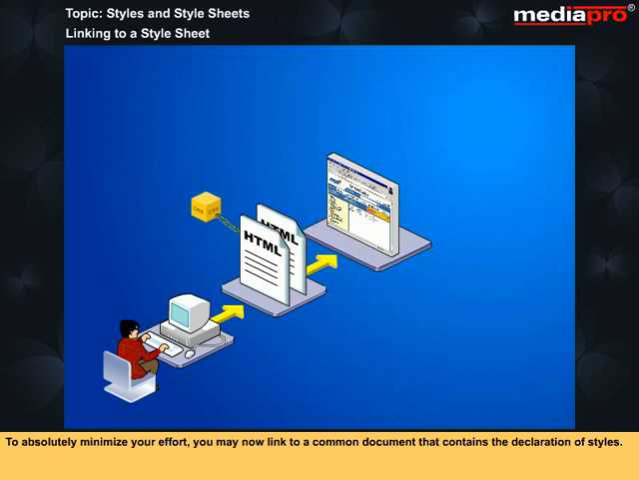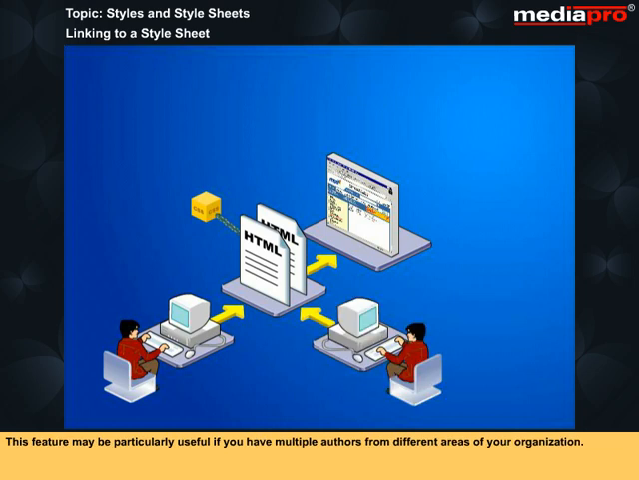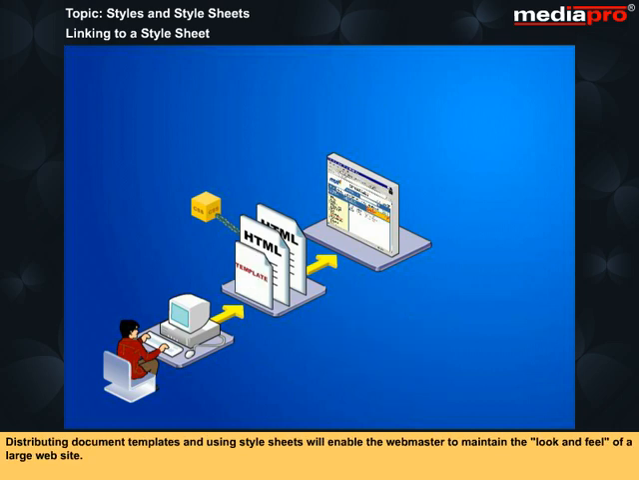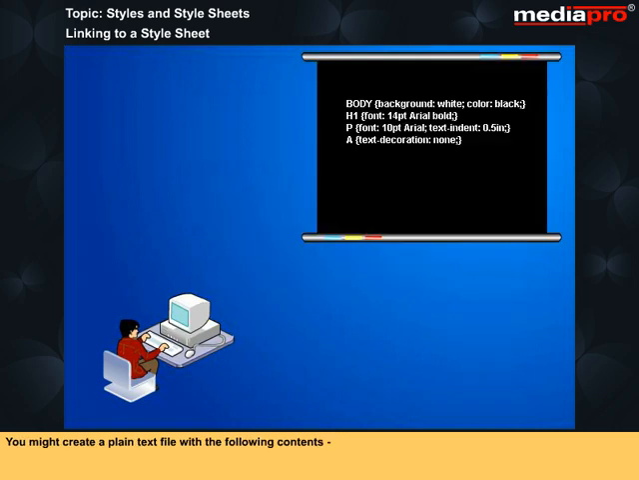To absolutely minimize your effort, you may now link to a common document that contains the declaration of styles. Using a common style sheet will allow you to define styles for an entire website. This feature may be particularly useful if you have multiple authors from different areas of your organization. Distributing document templates and using style sheets will enable the webmaster to maintain the look and feel of a large website. You might create a plain text file with the following contents.